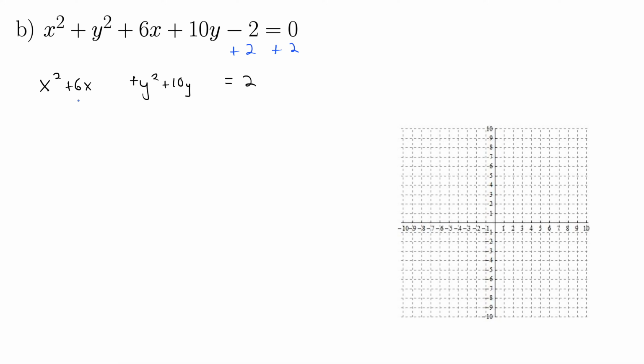Same idea. Take your b term, divided by 2. That's 3. Square that, result, 9. Plus 9, plus 9. It's not always 9. On to the y's. Take that linear term, 10, divided by 2. 5. Square that result, 5 squared, 25, add it to both sides.